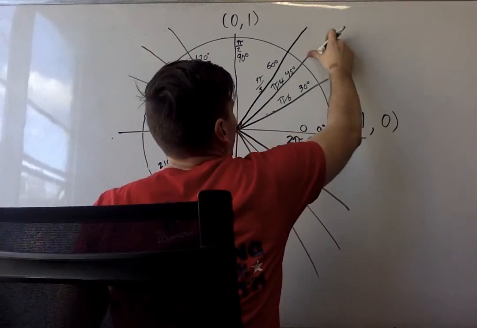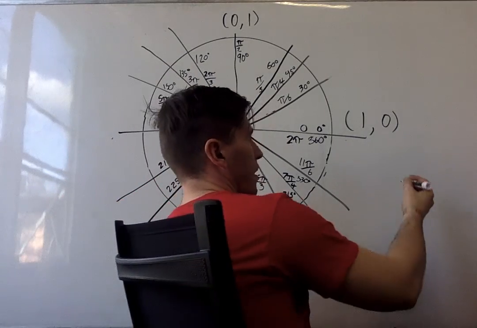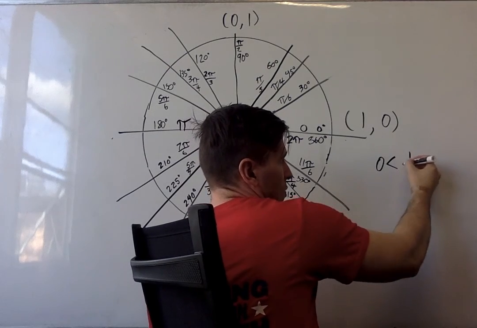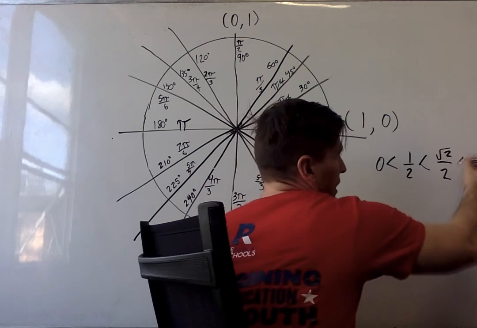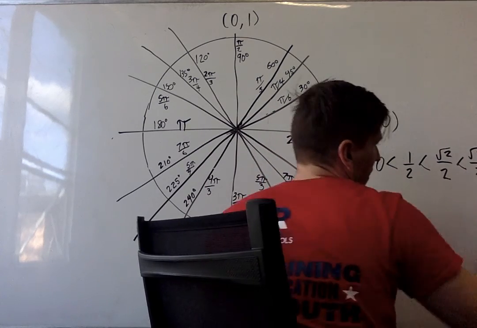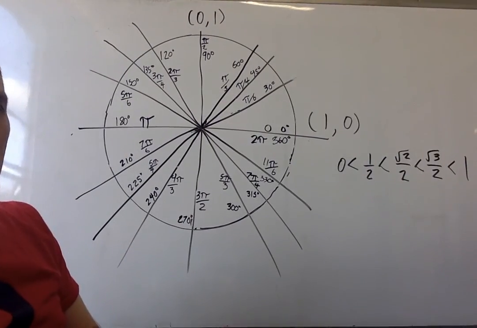Now, one of the easiest ways for me to remember this is by remembering the progression of the fractions themselves. So if you agree that 0 is less than 1/2, is less than rad 2 over 2, is less than rad 3 over 2, is less than 1, those are all the points you'll ever see on the unit circle. Great, can't see. Now you can.